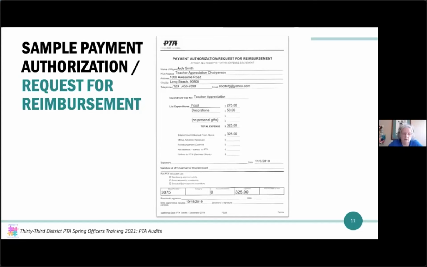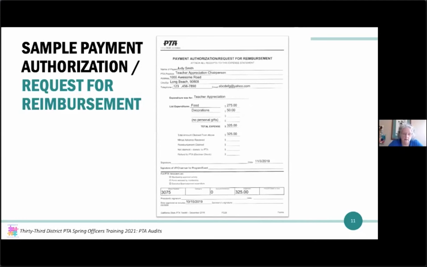I've put over here no personal gifts. We want to make sure that no gift cards are purchased with PTA funds. That's a big no-no. And that happened quite a lot at the end of last year when the schools were closed and they didn't know what to do. So schools purchased gift cards, and that would be a finding because those should be donated. They should not be purchased with PTA funds.